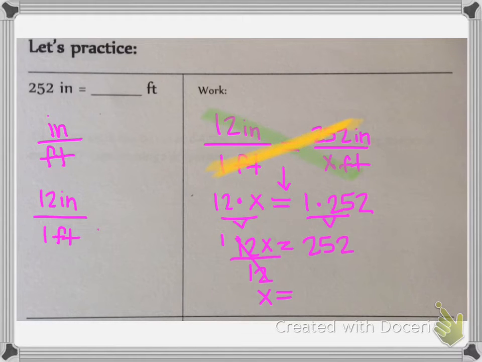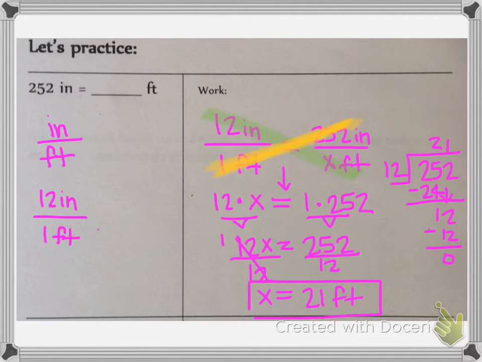What I do to the left side of the equal sign, I'm going to do to the right. So I'm going to come over here and divide 252 by 12. Press pause and divide that out, please, and when you have finished, press play. So you should have gotten 21. So X equals 21. 21 what? What were we looking for? And that is 21 feet. Box your answer.